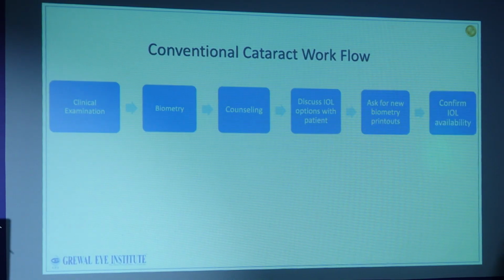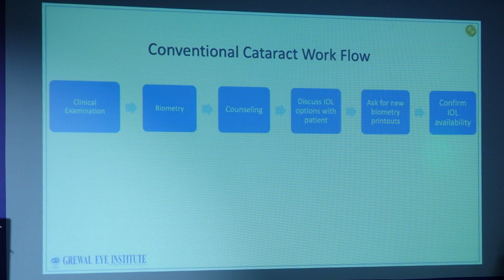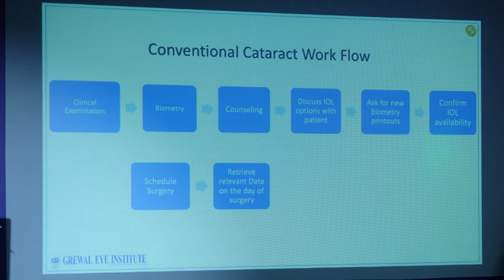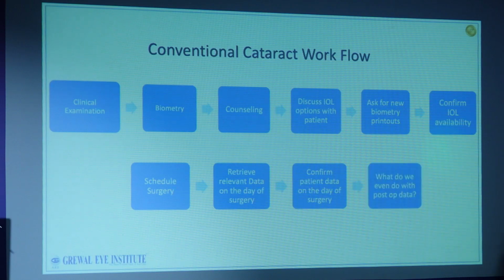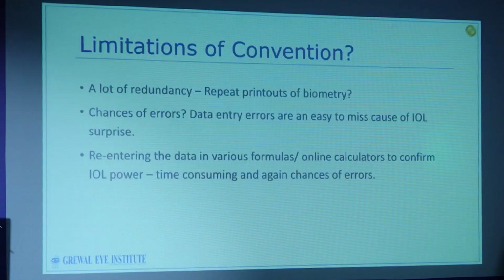You might want to do some online calculations also to double check. Then you will find out about the availability of the IOL power in your stock or with the company. Then you'll go ahead, schedule the surgery for this patient. Then you will go ahead on the day of surgery, retrieve all the relevant data that is required, confirm everything on the day of surgery, do a timeout, confirm the lens power that is available. And by the time this whole process is done, we're just so relieved the surgery is done that we rarely ever even bother to do anything with the post-op data that we're collecting.